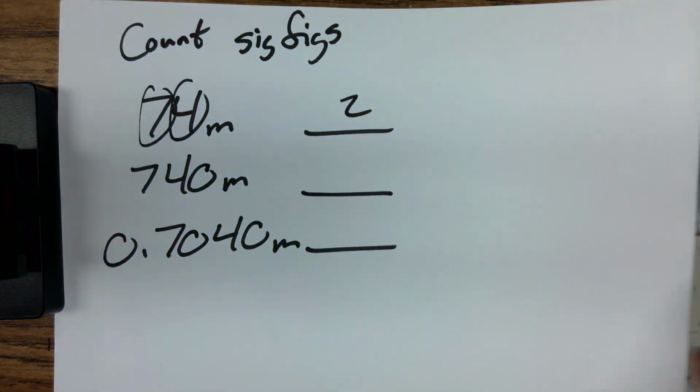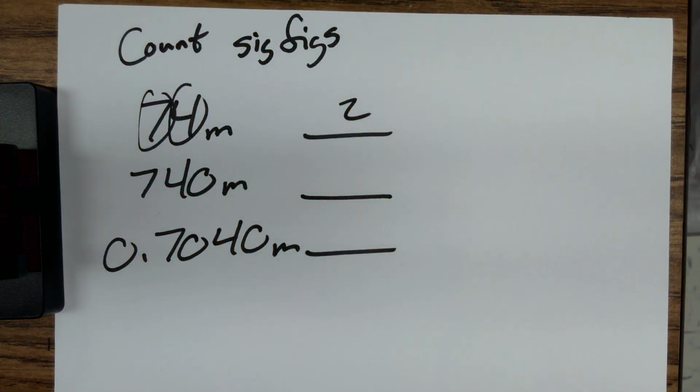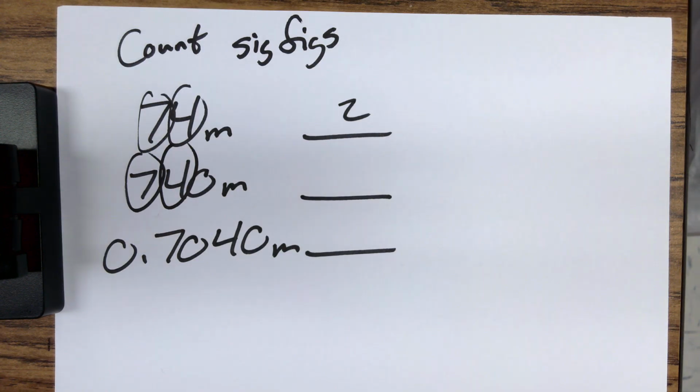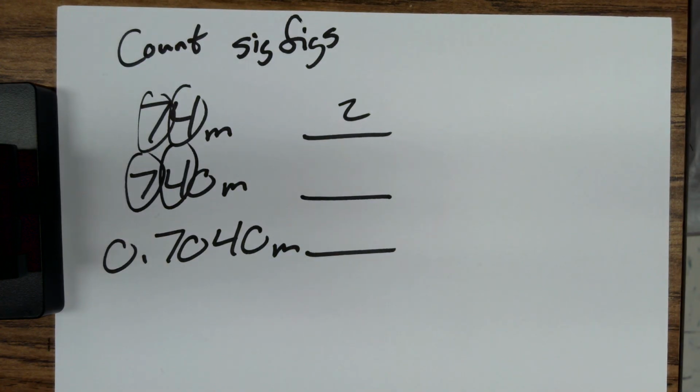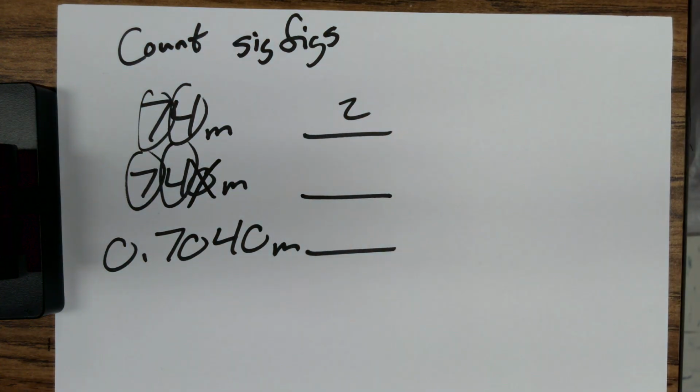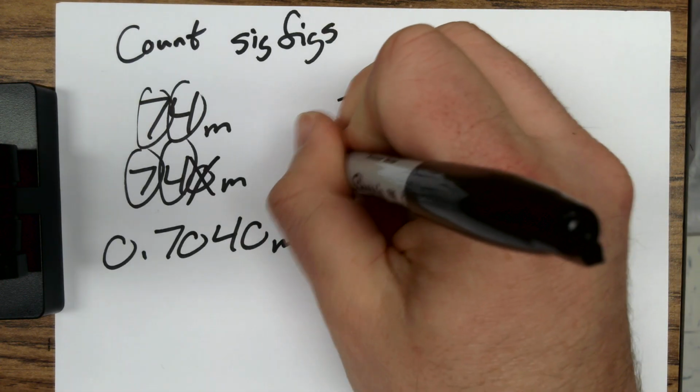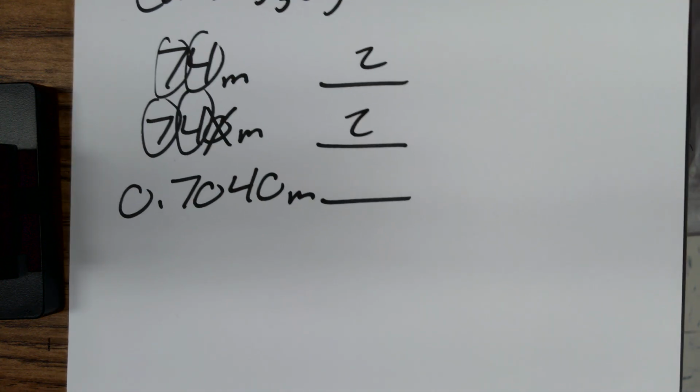740. First step, circle all my non-zero numbers. 1, 2. Step 2, trap numbers. Do I have any trap numbers? No. Step 3, trailing numbers. Do I have trailing numbers? Yes. Zeros. I do. Do I have a decimal place? No. Do I count it? No. Do I have any more numbers to worry about? Nope.